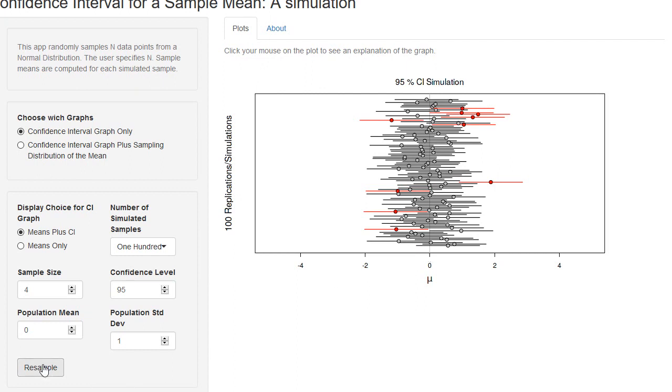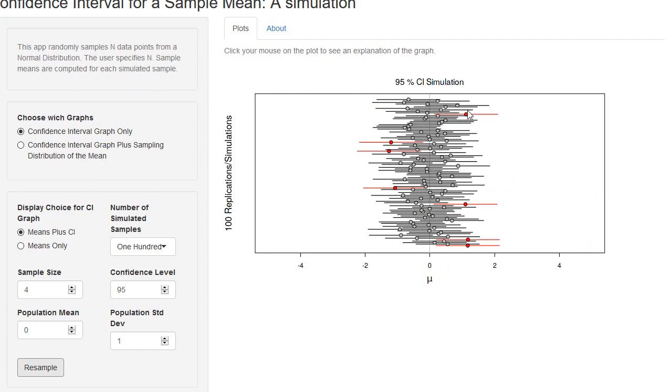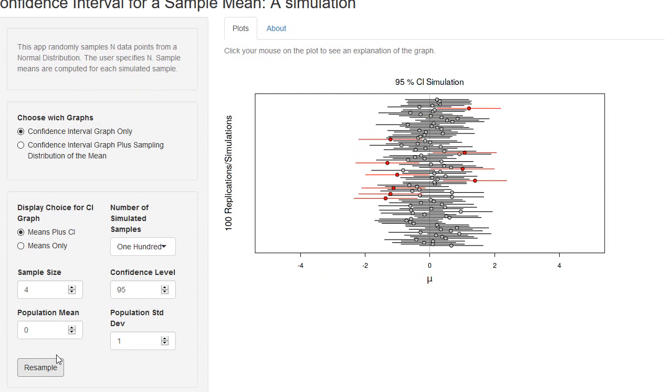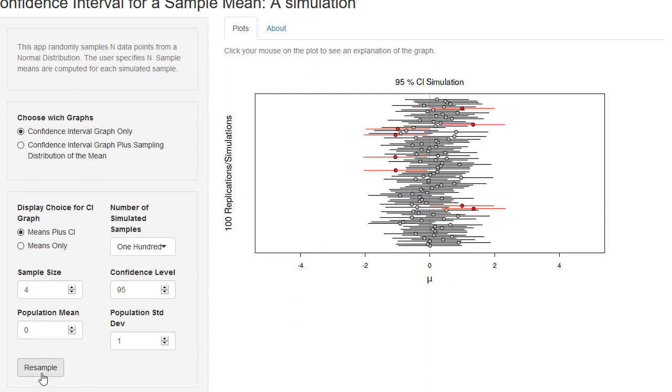Let's resample again. Now we've got 7 that don't contain the mean, which means 93 that do. Resample again, and we've got 10 that don't, and 90 that do. If we keep this process up, on average, 95% of those intervals should be the gray ones and only 5% the red. Here we've got 8.